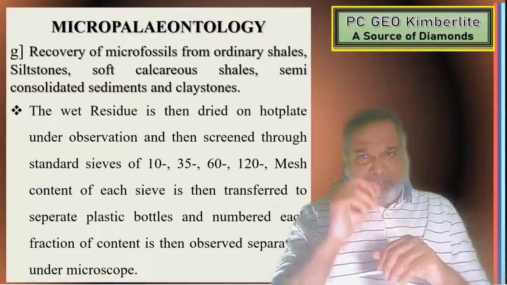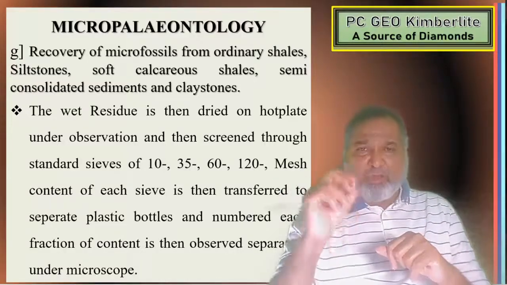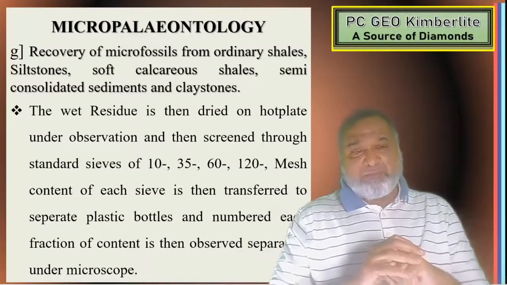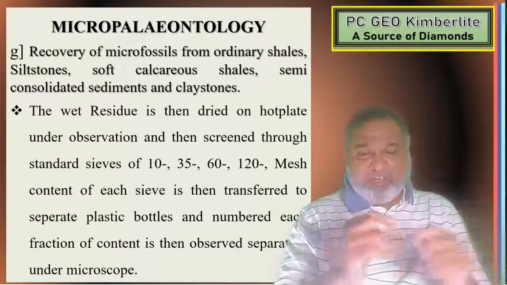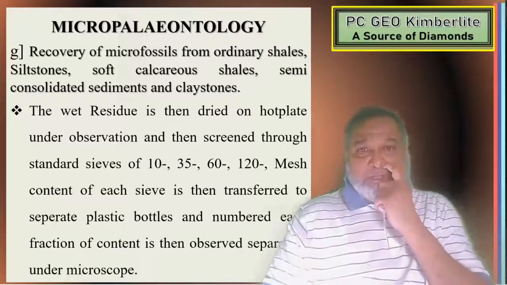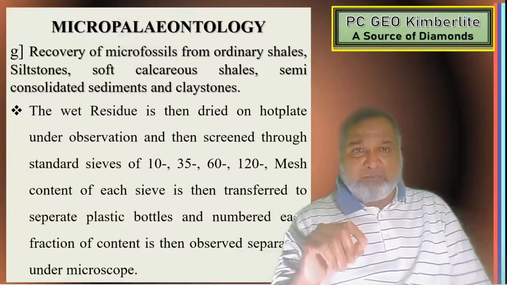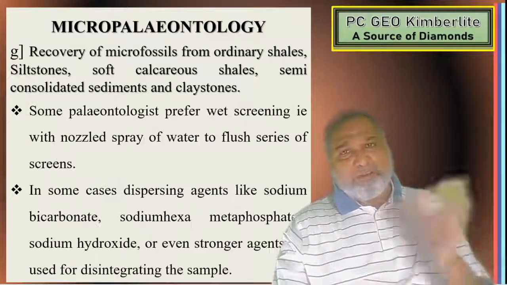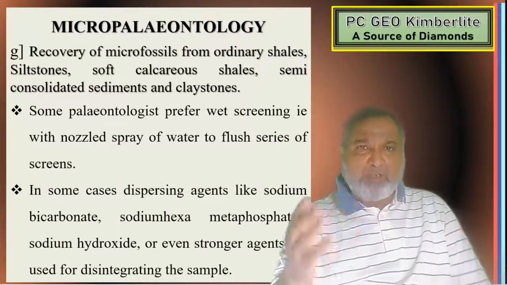Whenever you take a fraction, write down the details: the sample number, the sieve number, and the date. Mention all the records on that plastic bottle, and each fraction contained is observed separately under the microscope. Then the separation we can do later on.